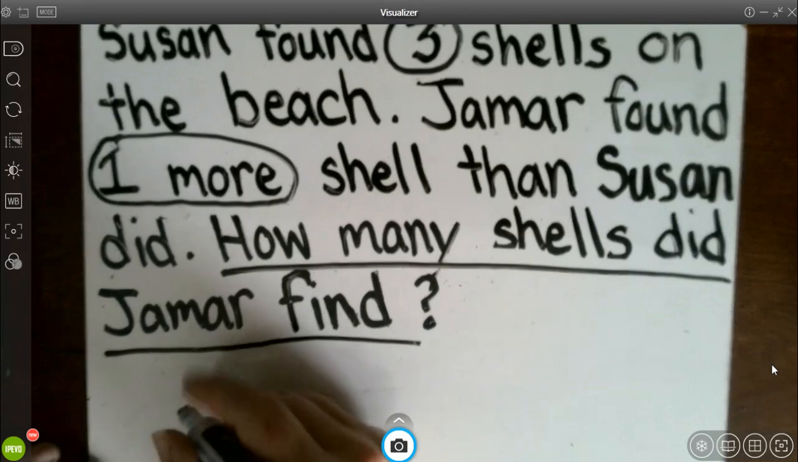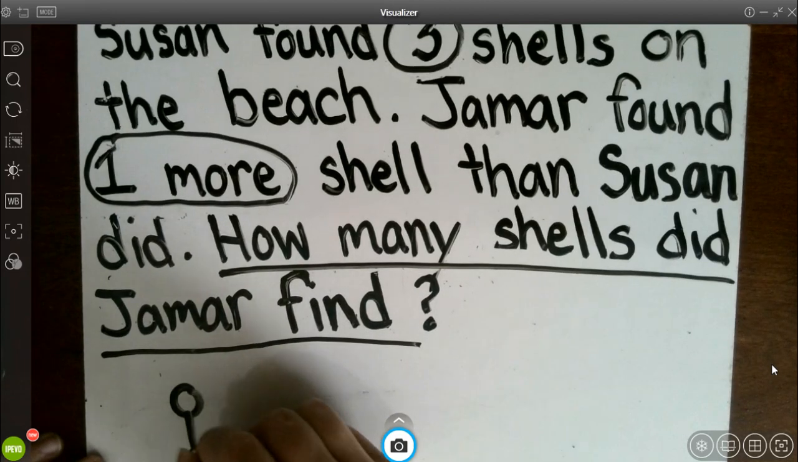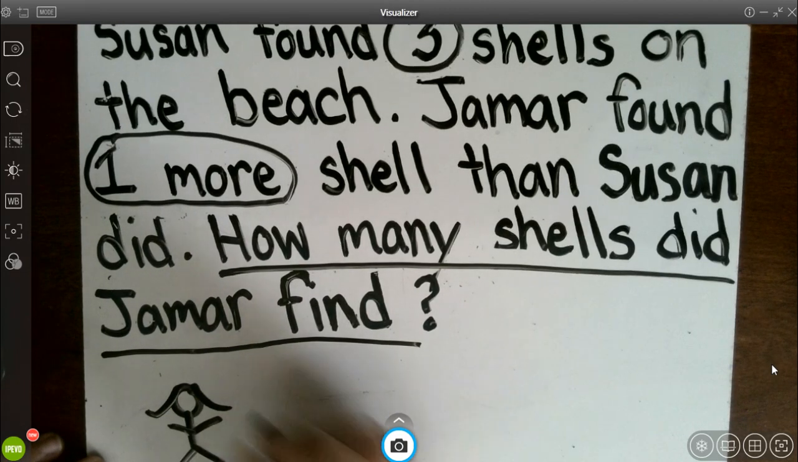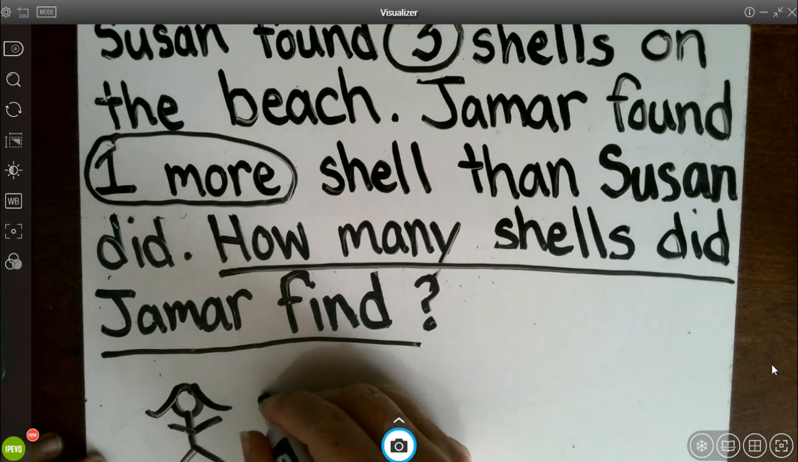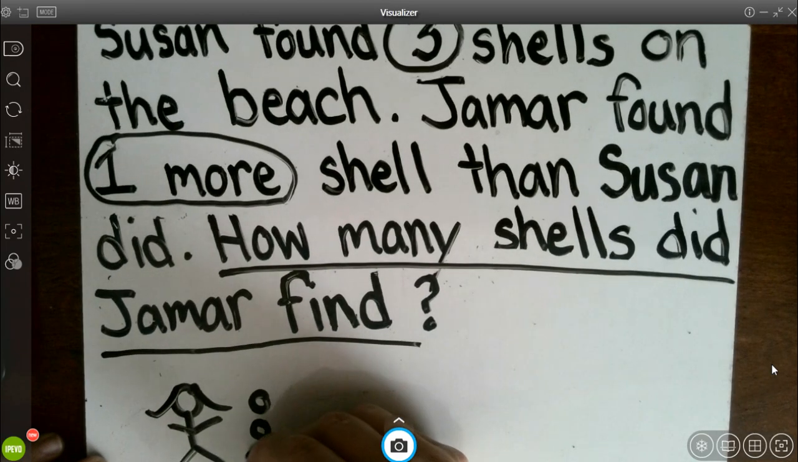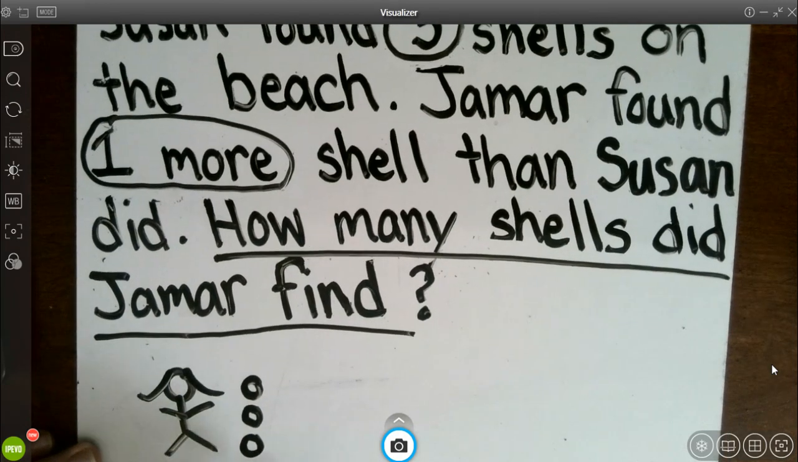So I know there is Susan, and Susan found 3 shells. I'm going to use circles to represent the shells. So here's Susan, and here are her 3 shells.